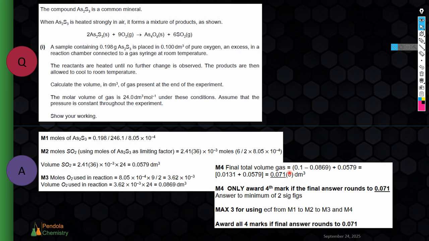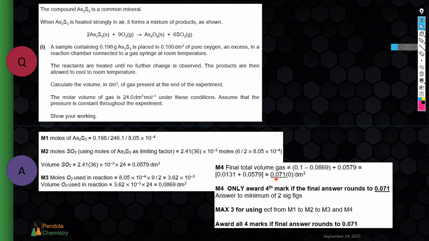What that means is that you don't need that 0. If you put 0.071, they'll give you the points. That extra 0 though is needed if you're using significant figures, but they're not worrying too much about significant figures. You can still get that point. You'll see here, only award fourth mark if the final answer rounds to 0.071. Answer to a minimum of two significant figures. I mean, you needed to use two significant figures.